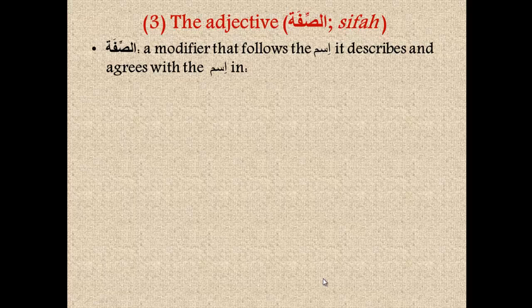Okay, this is the last subject for today in this lesson, al-sifah. The sifah is a modifier that follows the ism it describes, and it agrees with the ism in 4 fundamental ways. And they are case, number, definiteness, and gender. Now, it's not a coincidence that I chose to talk about these 4 characteristics just a few moments ago, because in order to understand the sifah, we must understand agreement on these 4 different levels.